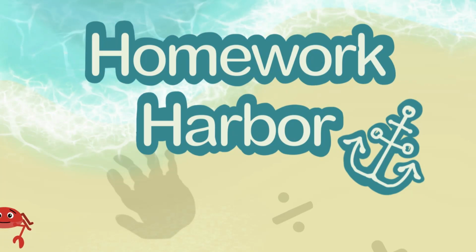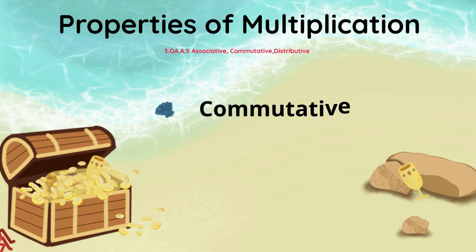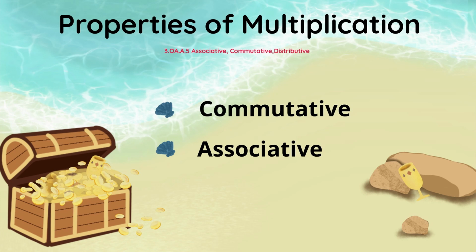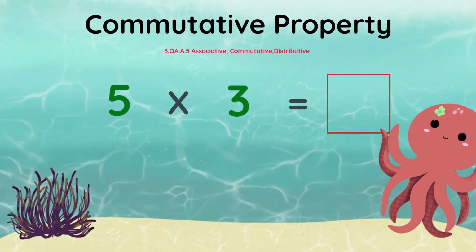Today, I will introduce three properties of multiplication and give an example of each. The three properties of multiplication we will discuss are the commutative property, the associative property, and the distributive property. The commutative property says we can switch the factors.